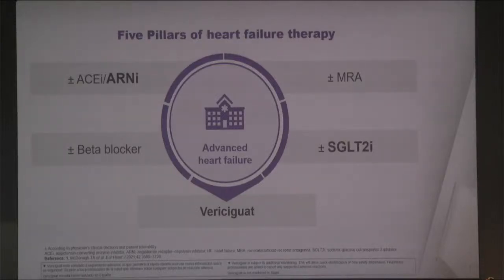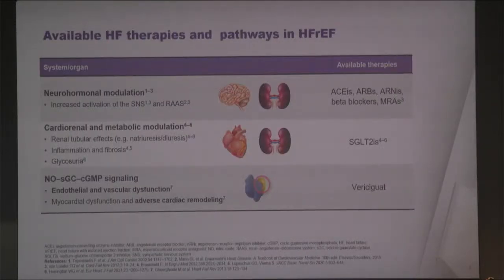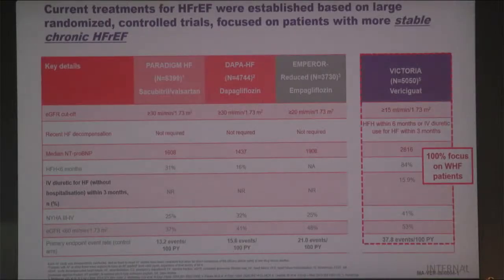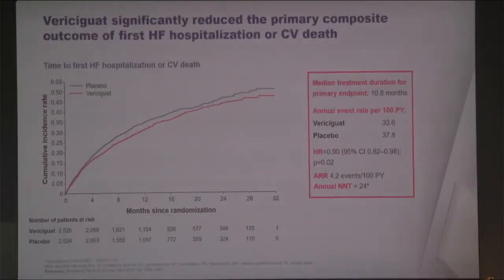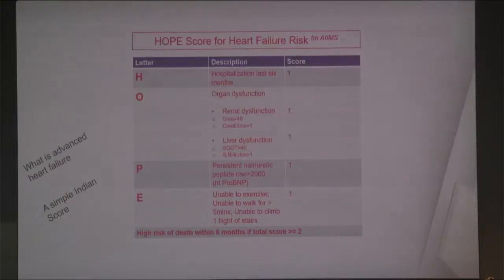Now we have a new drug like vericiguat. I'll skip the mechanism of that. And if you understand that, if you have to give five drugs, you have to give more drugs beyond that. With all that, most of these patients will actually improve. That's why we say that most of the patients will improve on these drugs.